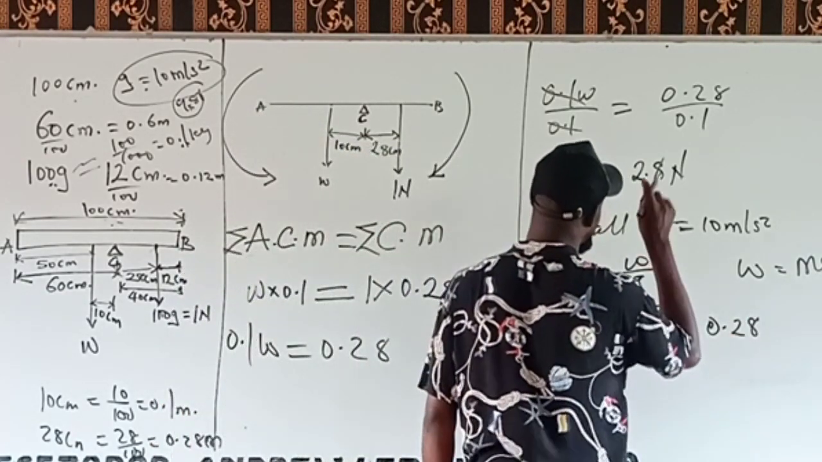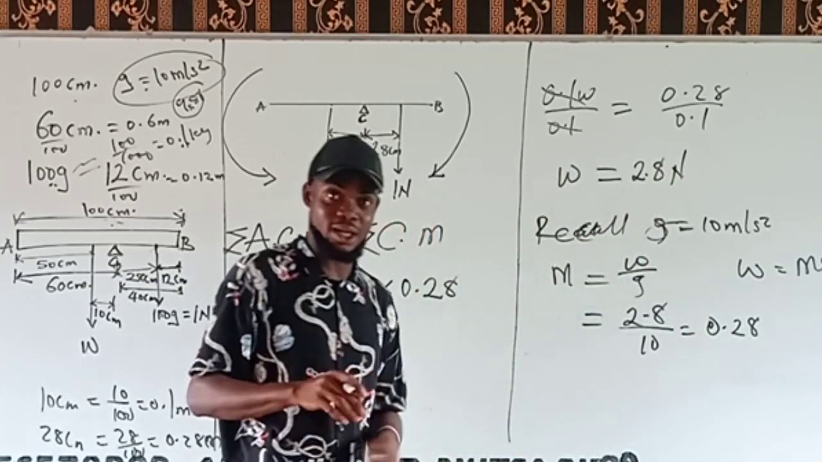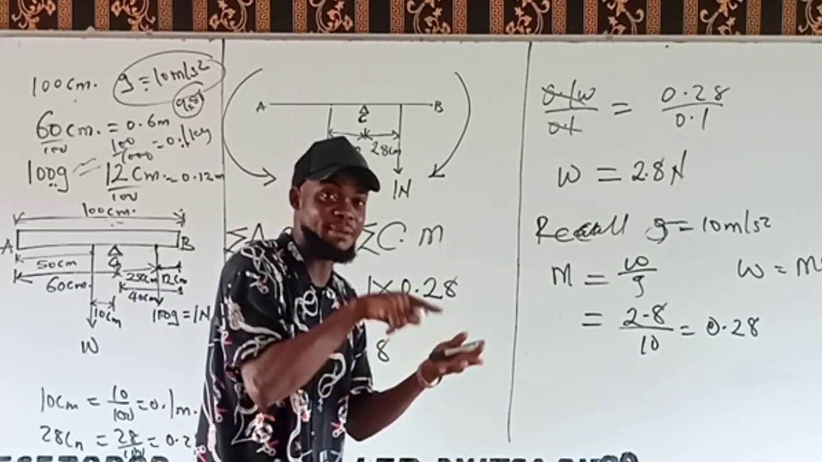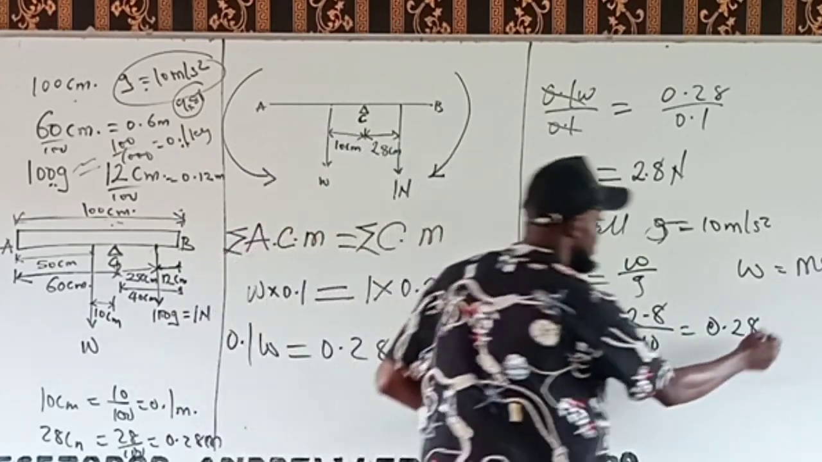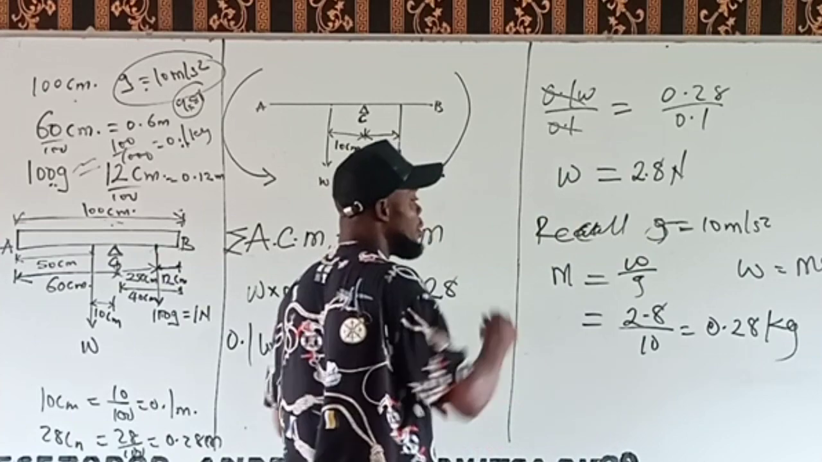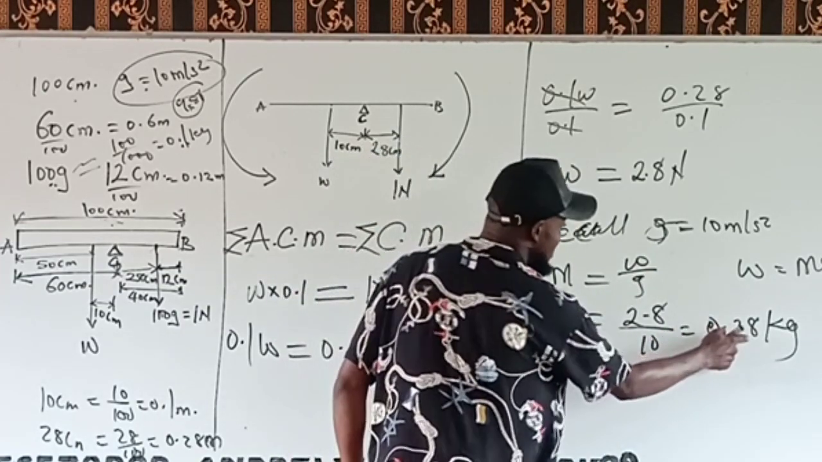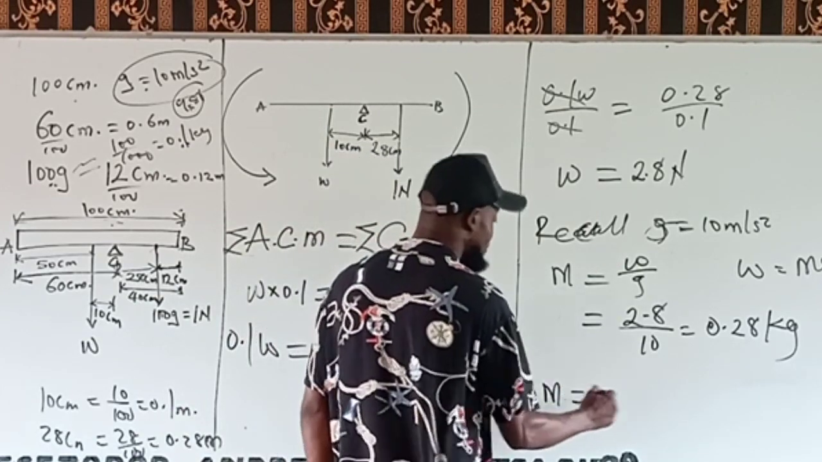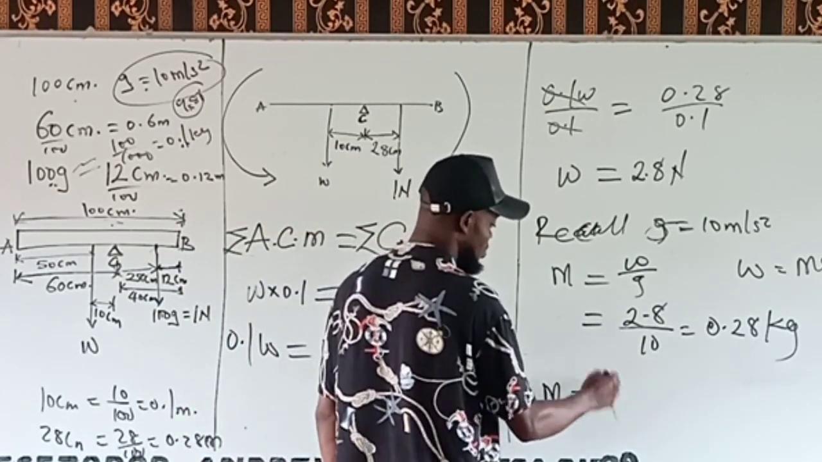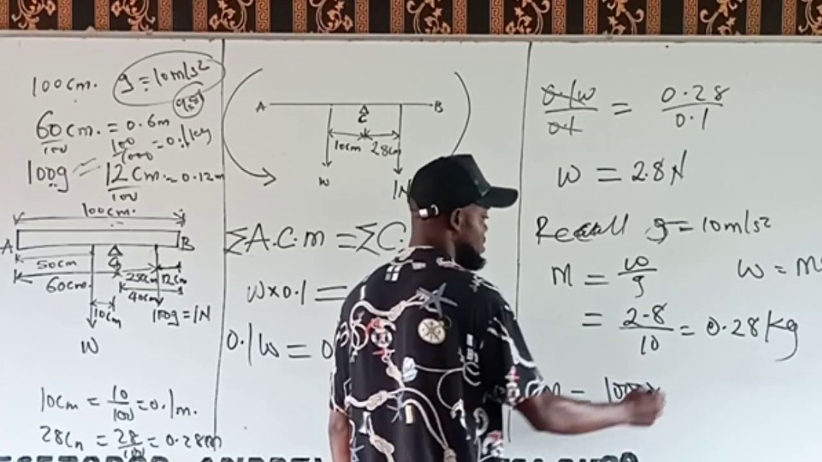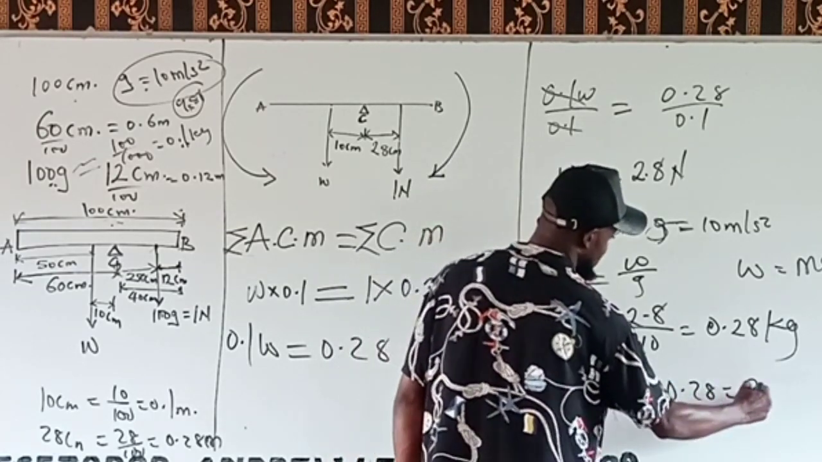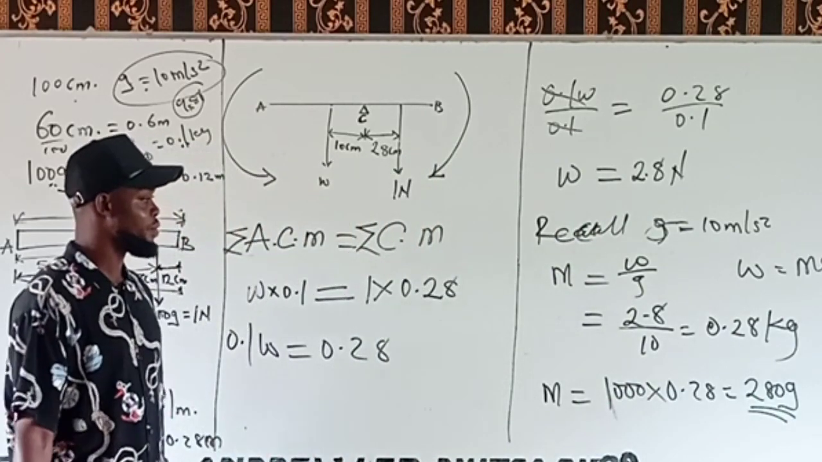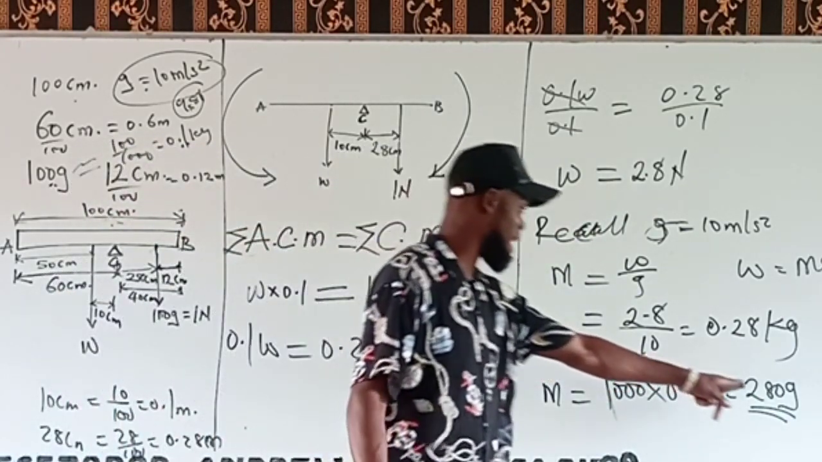So this is in kilogram because we have meter, kilogram, seconds. You can still remember that. Newton is the unit for force, which is kilogram meter per second squared. So it should be in kilogram. This one is in kilogram. So to move the mass to grams now, multiply that by 1,000. That's what we're going to do. So the mass will become 1,000 times 0.28. That is 280 grams. That is the mass of the meter rule in grams.